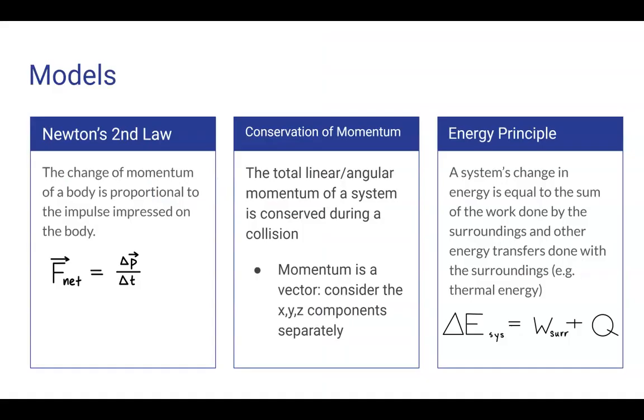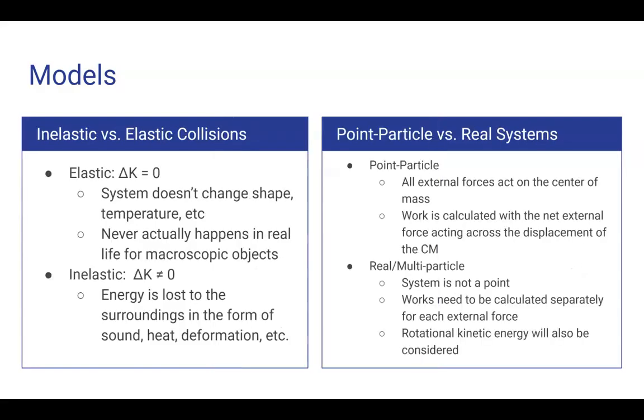Some models we will need to know include Newton's second law, conservation of momentum, energy principle, inelastic versus elastic collisions, and then point particle versus real systems. In an elastic collision, the change in kinetic energy is 0, so kinetic energy would be conserved, but in an inelastic collision, the change in kinetic energy is not 0, so energy is lost to the surroundings.